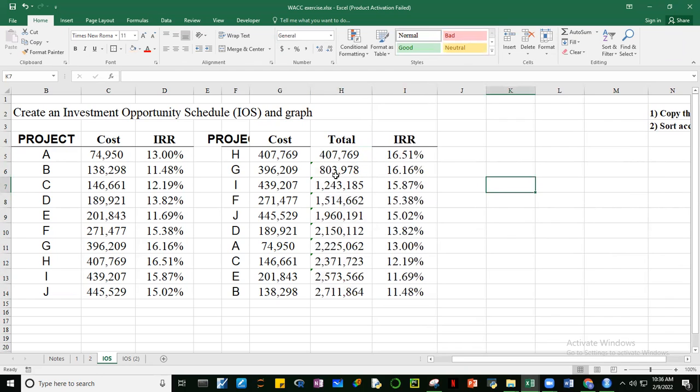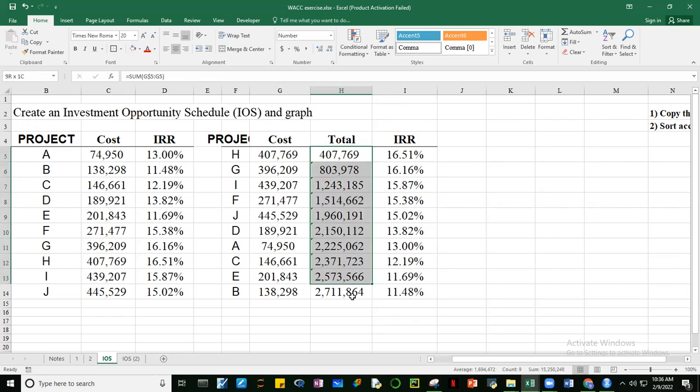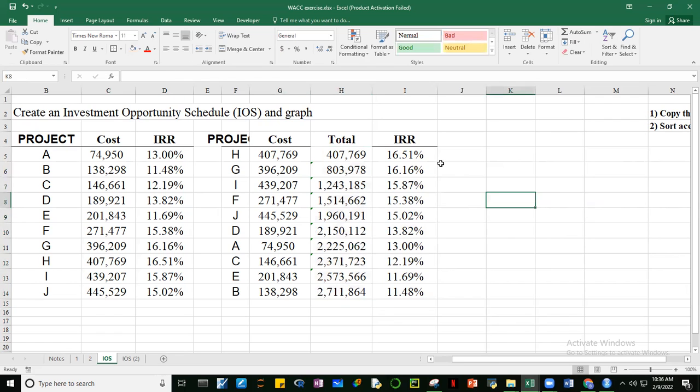Okay, so what does this mean? Ibig sabihin lang nito, guys, if we want project H and G, so dapat ang total cost niyan 803,000. Kung gusto natin hanggang kay J, kailangan natin ng up to 2 million, 1.96 million kasi ito. So kinumulate lang natin yung mga cost. We just cumulated it. Okay, clear so far, guys? Cumulated lang to, no? We just added.